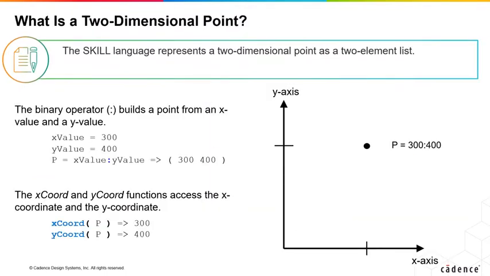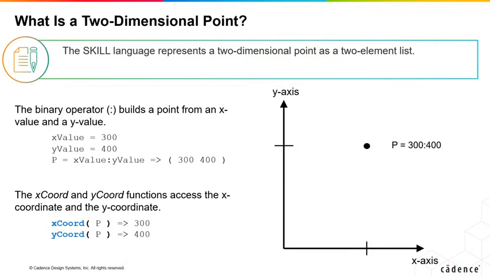Here we'll look at what we can do with lists as far as storing data in our environment. One of the very typical types of data that we store in the environment is a two-dimensional point. And within SKILL, we represent a two-dimensional point as a two-element list. Here we're also introducing the colon binary operator, which builds a single XY point from an X value and a Y value.